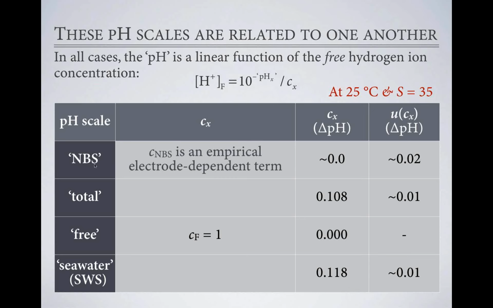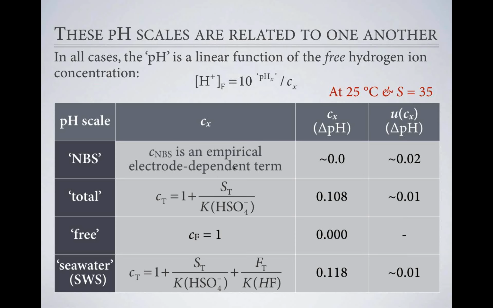As I said, with the NBS pH scale, this constant is an empirical electrode-dependent term. So you can't just calculate it. You need to measure it somehow. If you measure it, then it's usually a value around 1, and expressed as delta pH, that's a delta pH of around 0. But the uncertainty, because you have to measure this, is actually quite large, about 0.02 in pH.